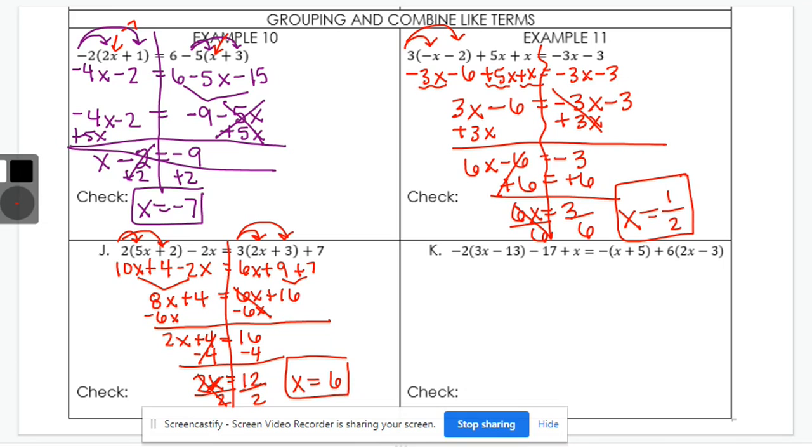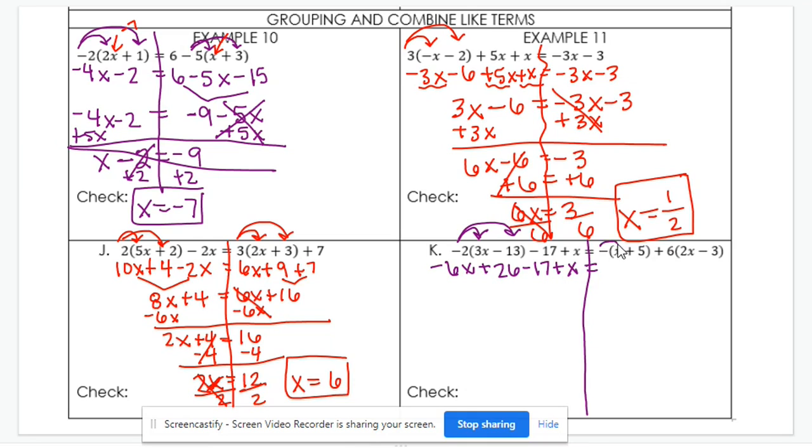All right, and K. This looks like a really big problem, but have no fear, we can do it. All right, guys. Do we have any grouping symbols? Yes, we have 3 grouping symbols. So let's start on the left first. And we're going to do negative 2 times 3x, which is negative 6x. Negative 2 times negative 13 is a positive 26. Bring down my minus 17 and my plus x.